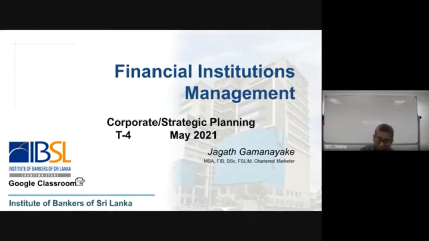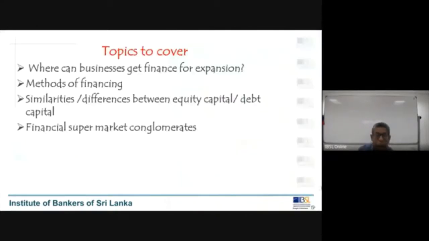So now what we are going to discuss in T4 today. These are the topics we are going to cover. Where can businesses get finance for expansion? From where are you going to get the money? So you need money for business expansion. We discussed why we need to improve our businesses, why we need to expand our businesses.